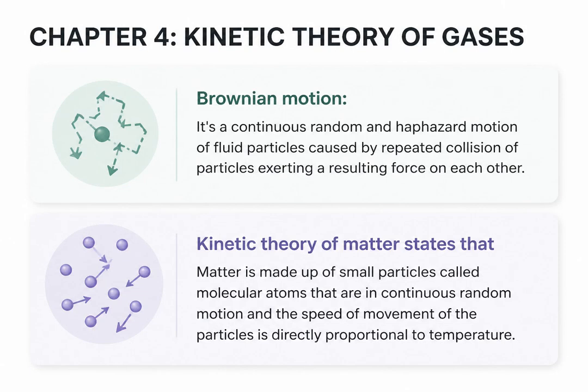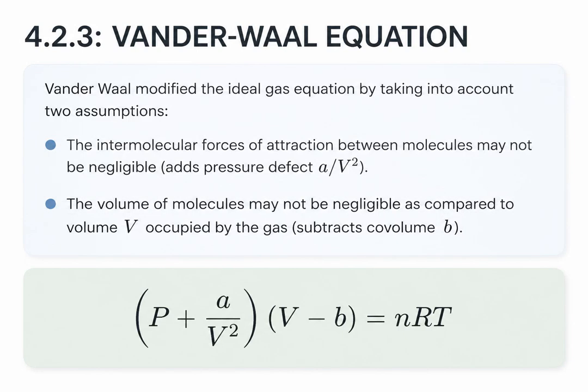Moving into Chapter 4, we encounter the kinetic theory of gases. This theory is grounded in observations like Brownian motion, which is the random, haphazard movement of particles. The kinetic theory states that matter is made of molecules in continuous motion, and their speed is directly proportional to the temperature. To wrap up this batch, let's look at how we correct the ideal gas law for real-world gases.